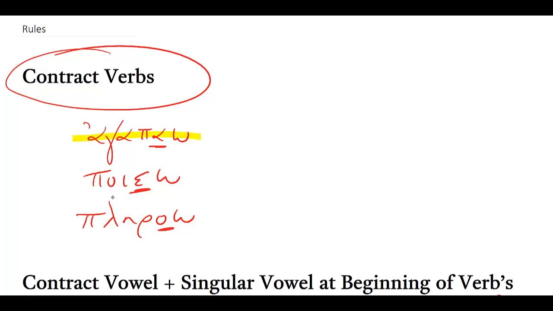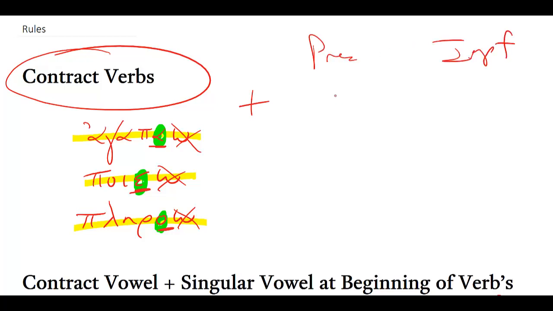So, for example, we have an illustration here. Agapao means I love. Poieo means I do. Plerao means I fulfill. These are all contract verbs because the last letter of their stem, and we get that by cutting the omega off, is an alpha, epsilon, or omicron. And when these stems combine with our present and imperfect endings, right? We've learned present and imperfect endings, o, eis, ei, or on, es.